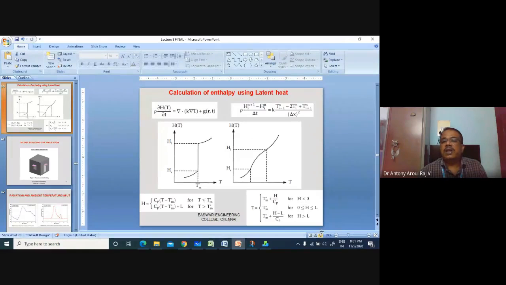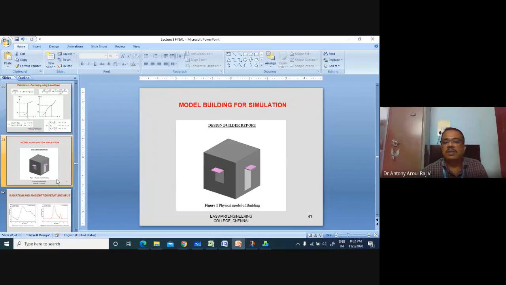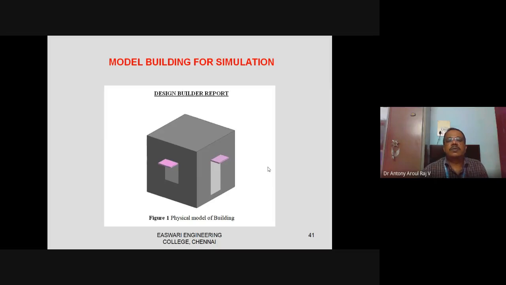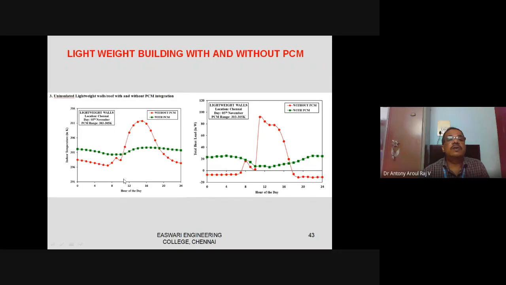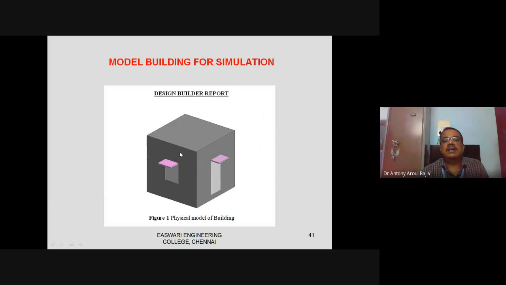Quick case study we will go through, then we will complete. We have done this in the DesignBuilder solver, we have taken a model building. This is the ambient temperature, and this is the measured solar radiation in the room. We have done it for a lightweight building with PCM and without PCM. So in this building we have given PCM in the wall. One simulation we have run for the same day with PCM, and without PCM also we have run.